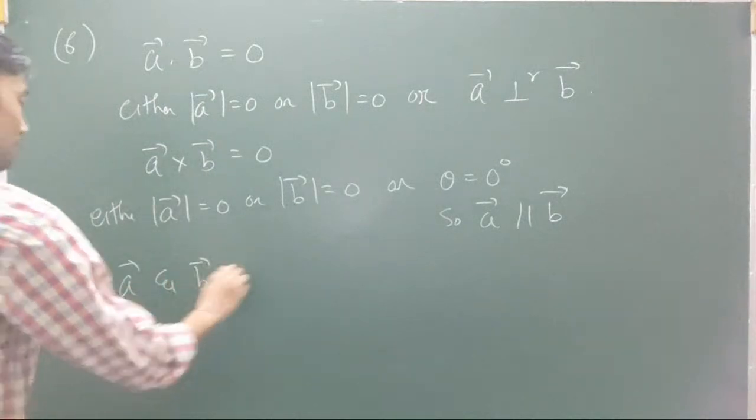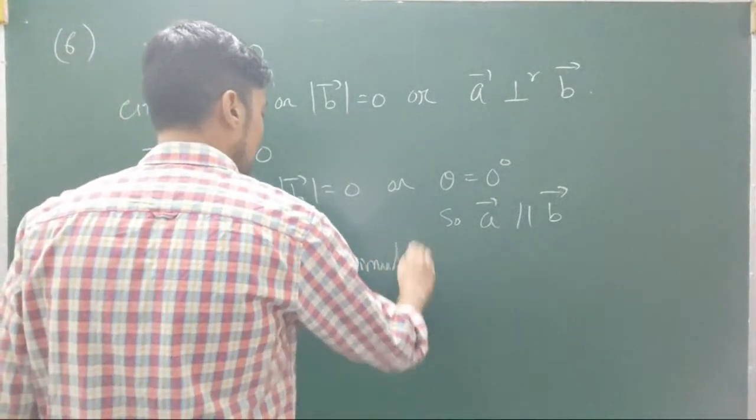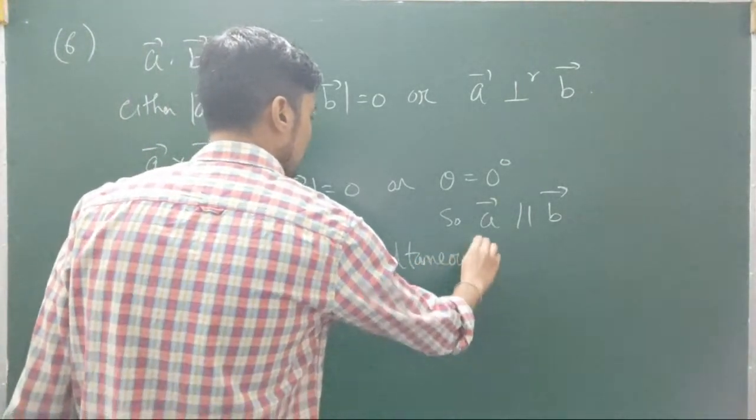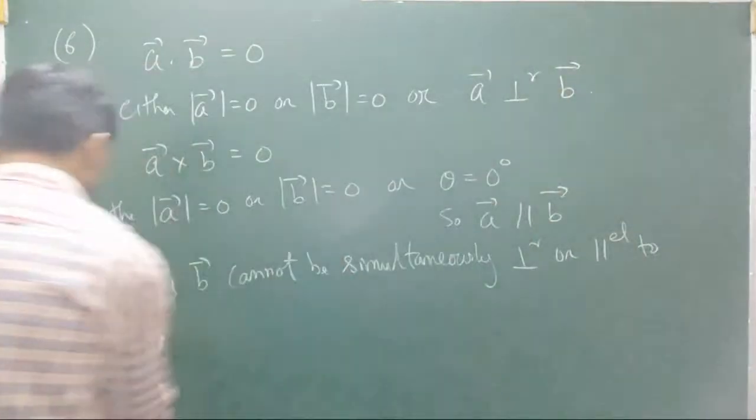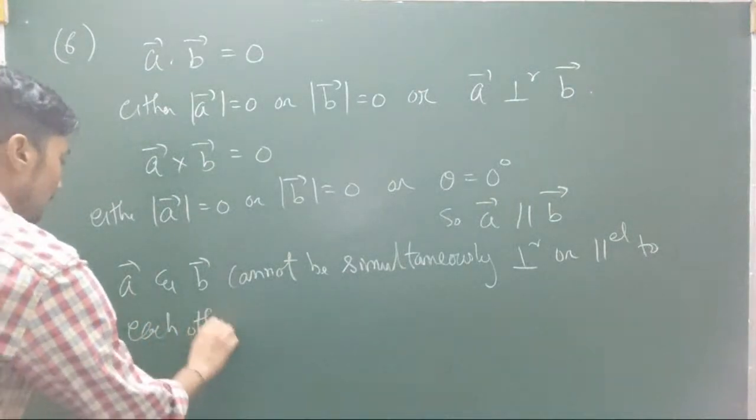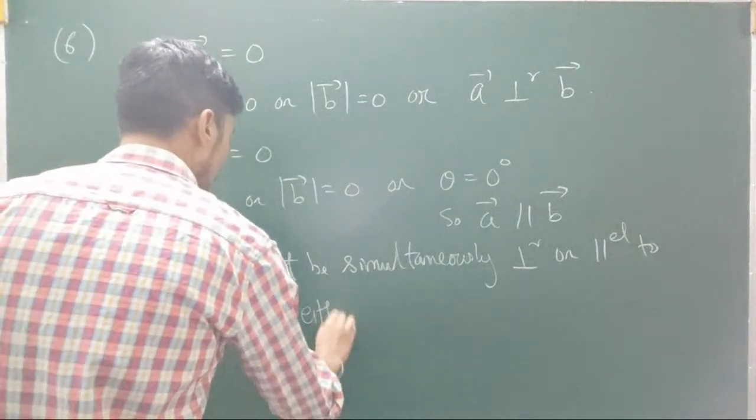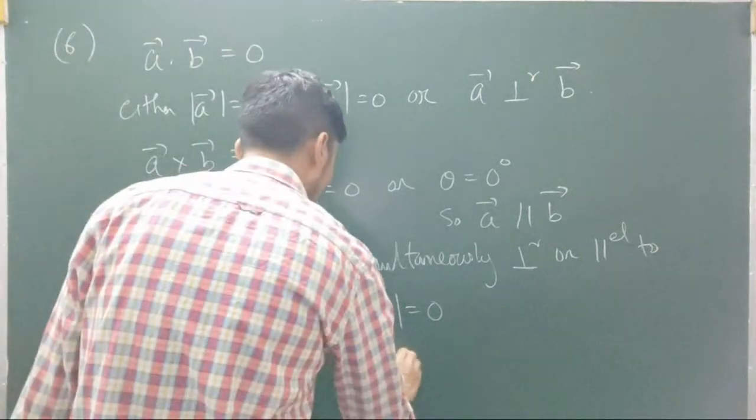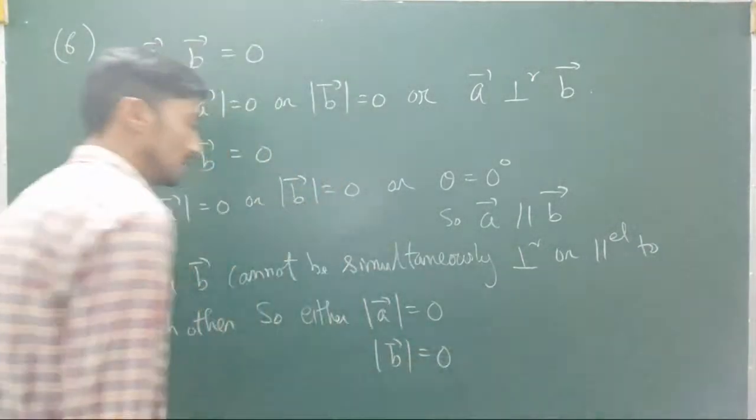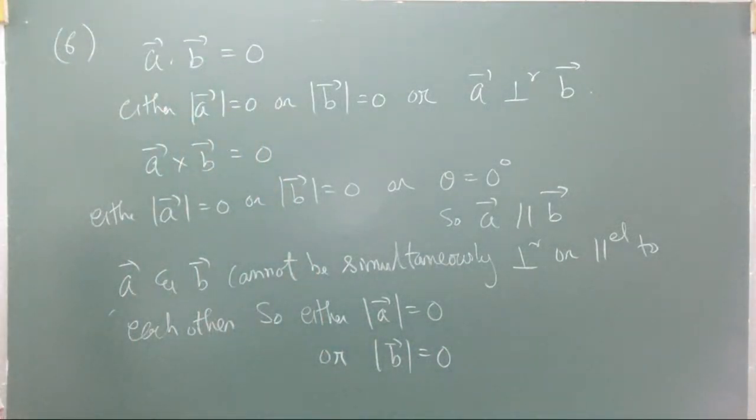Vector a and vector b cannot be simultaneously perpendicular or parallel to each other. So the only conclusion that is left for us is, either vector a is a 0 vector or vector b is a 0 vector. This is the only conclusion that we can derive from the given information in the question.